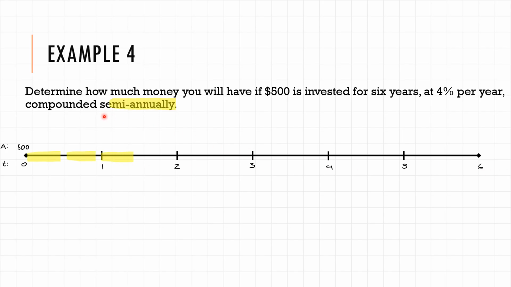Well, it's compounded semi-annually, which means there are 6 months in one period. So the first year has 2 periods, the next year has 2 periods, the next year has 2 periods. In total, we have 6 times the frequency, which is 2, so 12 periods in total. N, the number of periods, is 12. Now we're getting 4% per year, but we're not waiting a whole year before we compound. So how much are we getting in just one period? 4% divided by the frequency, which is 2, is 2%.